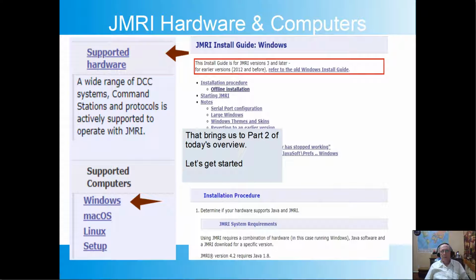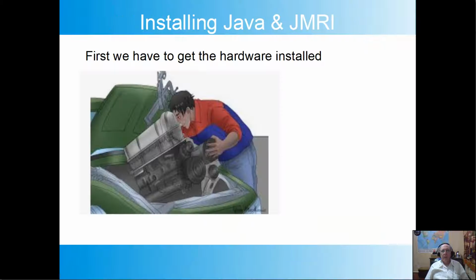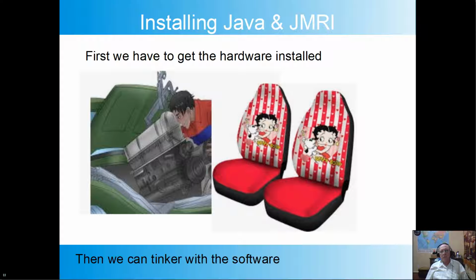That brings us to part 2 of our lesson, so let's get started. Installing Java and JMRI. The first thing we have to do is install the hardware. Can't do anything unless we have the hardware. Once the hardware is installed, then we get to tinker with the software.